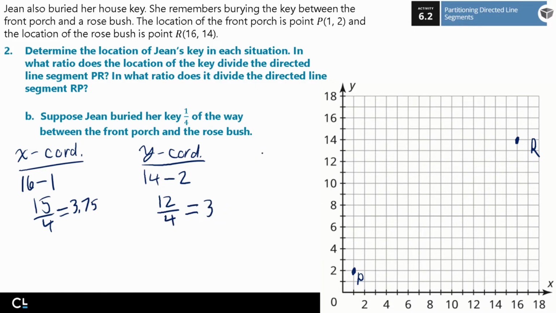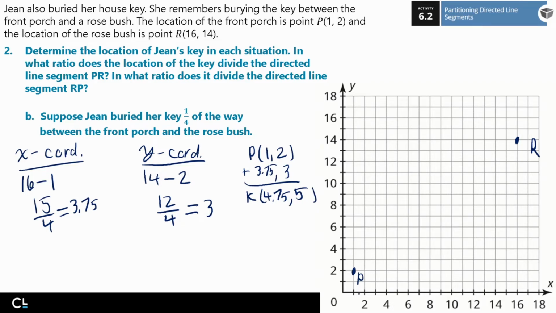So now what we want to do is start at point P. In order to find our first point, which is where Jean buries the key, we take our first point, 1, 2, and add 3.75 to my x and 3 to my y, which gives me K, where the key is. That's going to be 4.75, comma 5. 3 plus 2 is 5. And that is where the key will be buried.